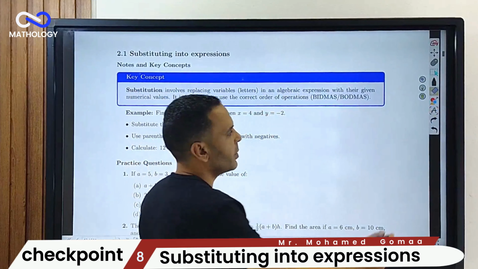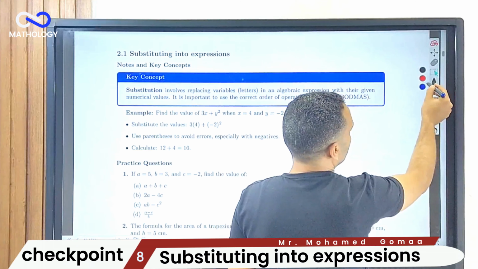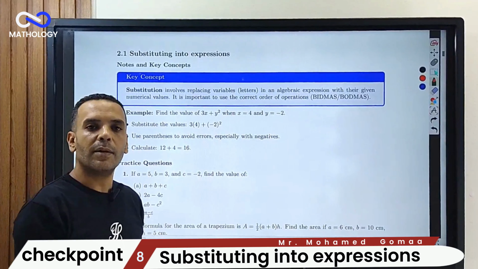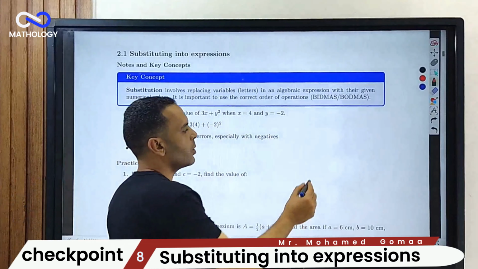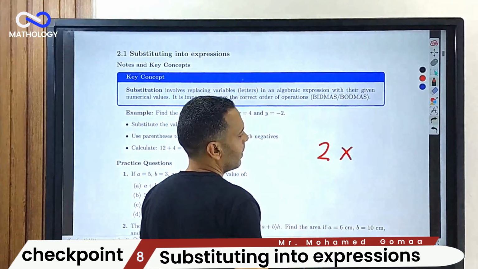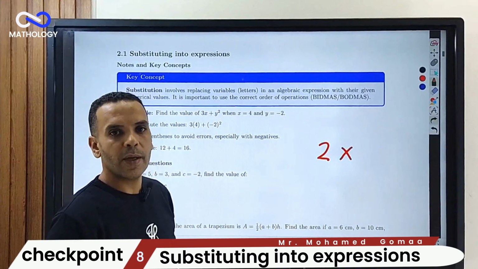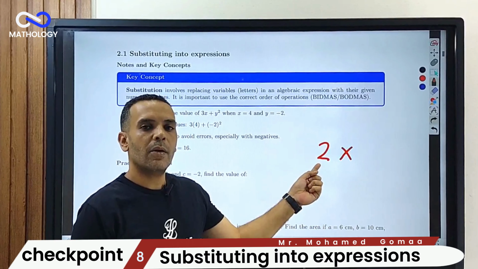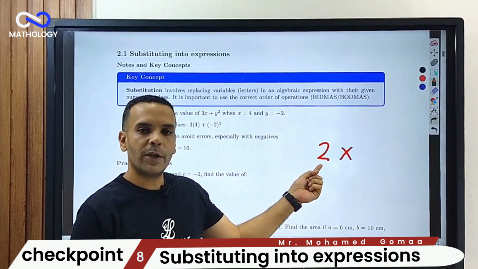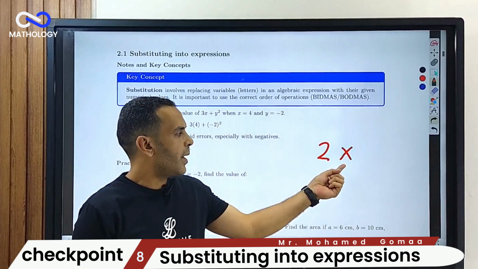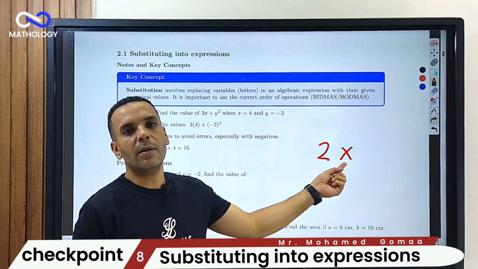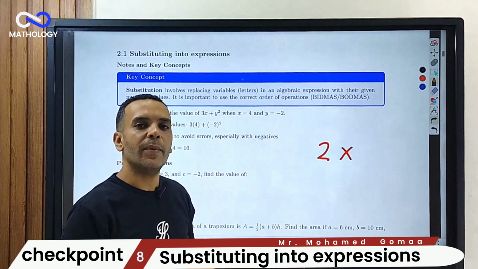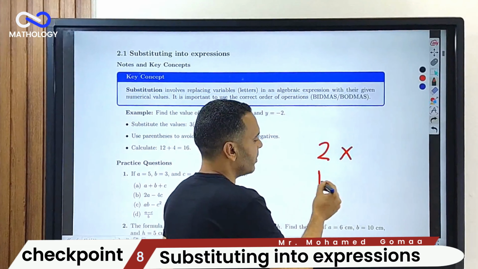One of them, a number, is called the numerical factor, and the other factor is a letter, and it's called the literal factor, like 2x. We have two factors, the product of two factors. One of them, the numerical, is called the coefficient. The coefficient is 2. And the literal is called the variable. The variable is x. 2x is called an algebraic term.